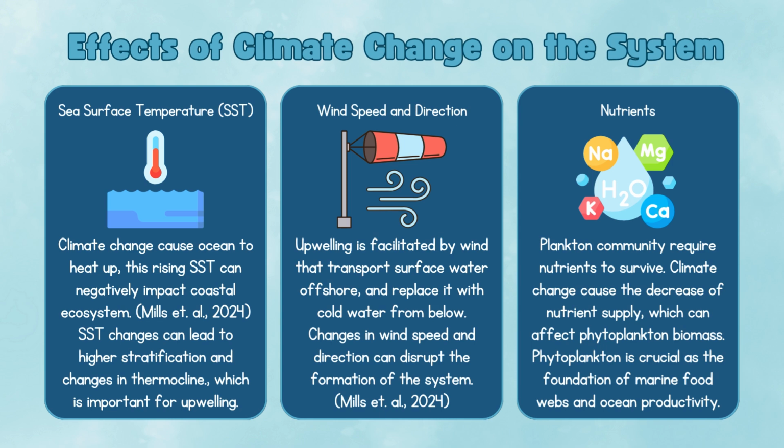Next, upwelling is facilitated by wind that transports surface water offshore and replaces it with cold water from below. Changes in wind speed and direction can disrupt the formation of the system. And finally, nutrients. Plankton communities require nutrients to survive. Climate change causes a decrease in nutrient supply from below, which can affect phytoplankton biomass. Phytoplankton is crucial as the foundation of marine food webs and ocean productivity.